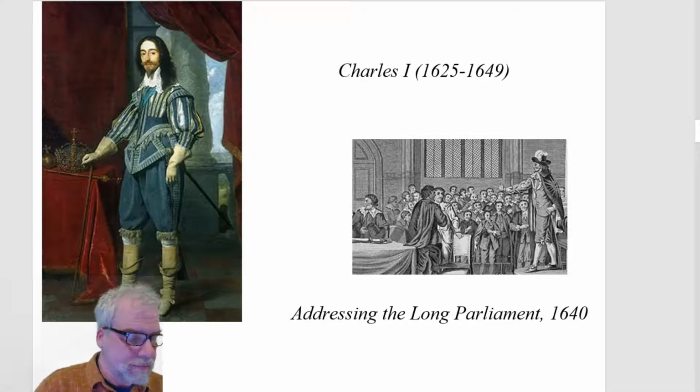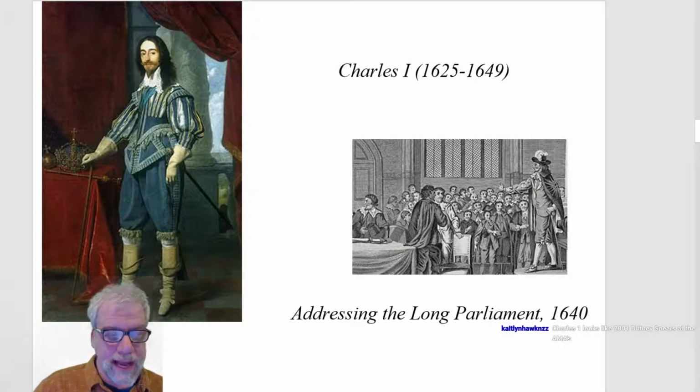And he convenes Parliament in 1640. He tries not to deal with Parliament, but because Parliament is composed of the lords and the other citizens who might resent his taxes, he convenes Parliament where he asks for funds to prosecute the war against Scotland.